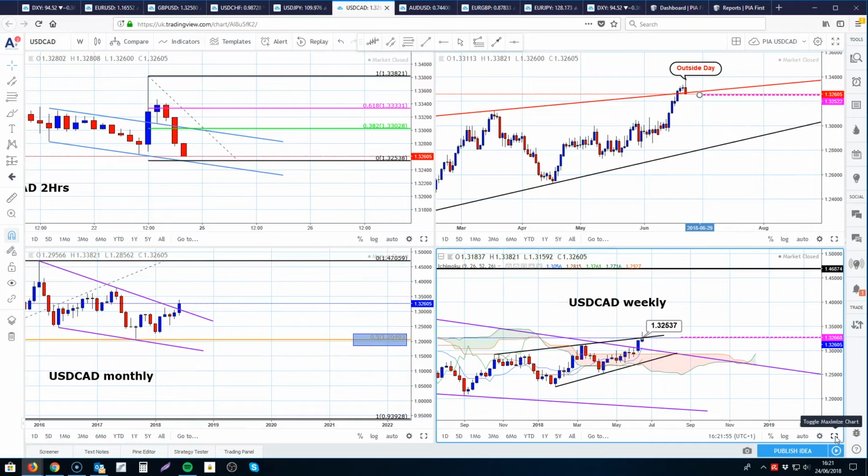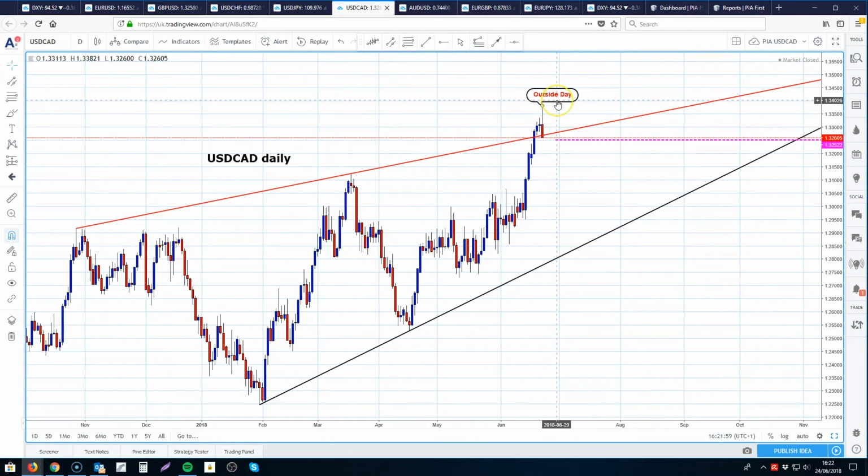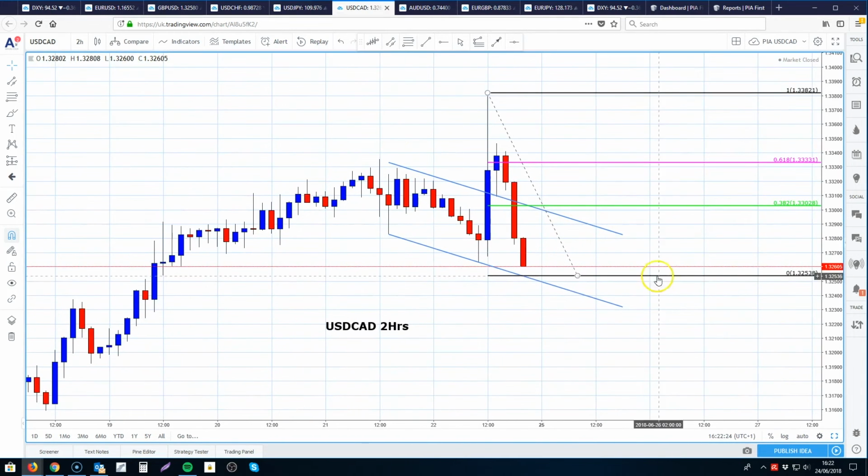So yes, it is a mixed picture, but the daily chart highlights an outside day. So basically it made new highs, it then completely reversed the initial price action after the Canadian figures on Friday, and it's engulfed and moved back inside this wedge formation. Now the reason I've highlighted this here, 132.52, is because that's our first bespoke support level. Now if I go to the 4-hour chart, this is going to be 132.52.